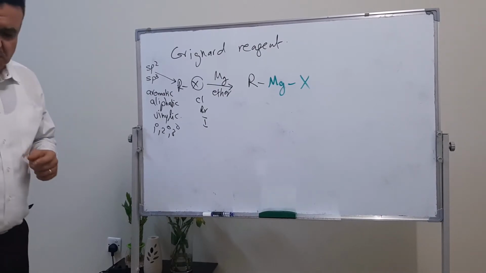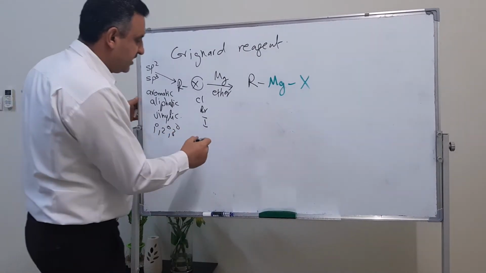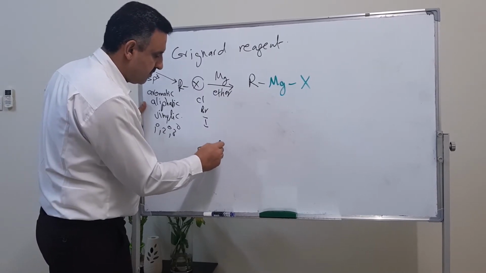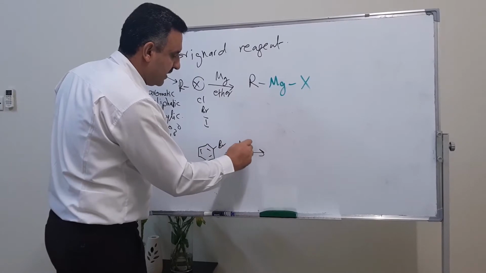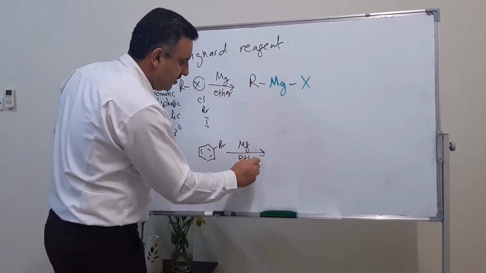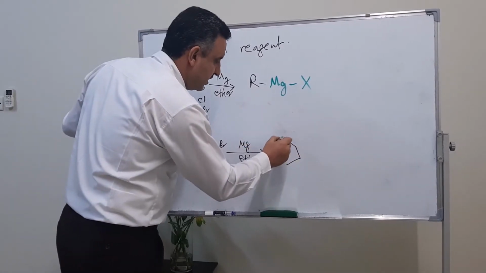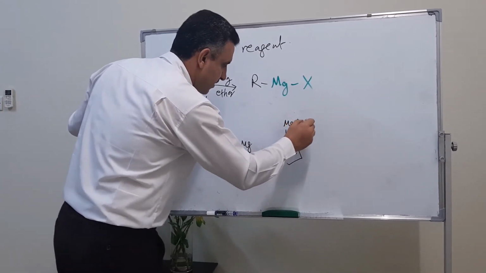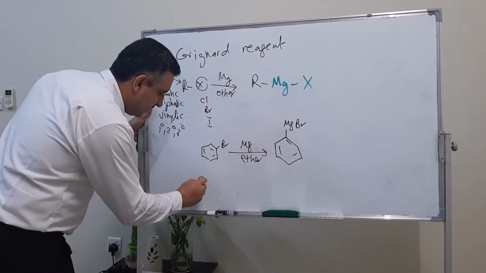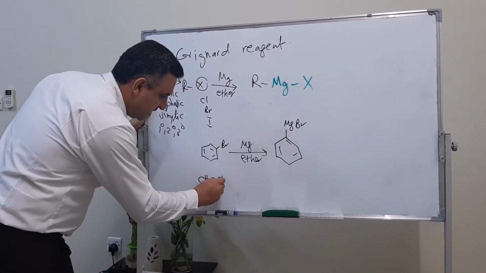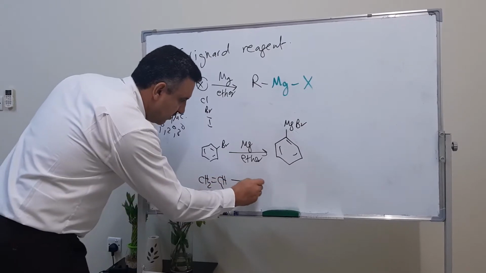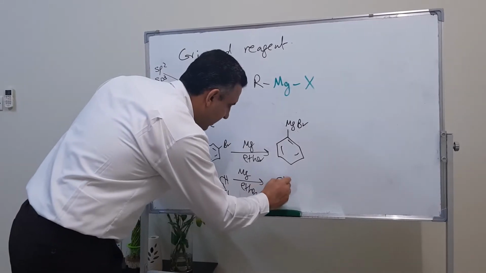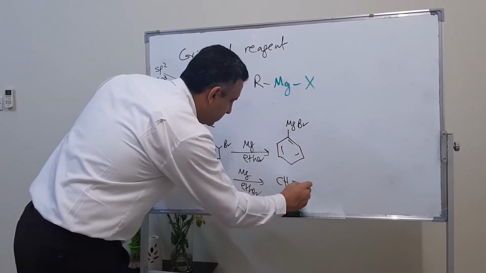You follow me? So here, if we take a specific example, for example bromobenzene, and we allow it to react with magnesium in the presence of ether, we are going to get this Grignard reagent, phenyl MgBr. If we have, for example, CH2=CH-Cl, and then we allow it to react with magnesium in the presence of ether, we're going to get the vinylic Grignard reagent.